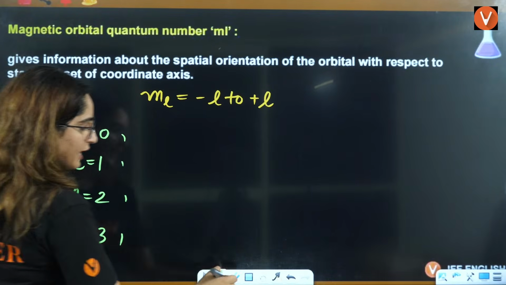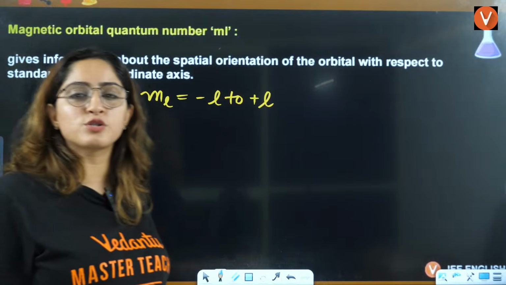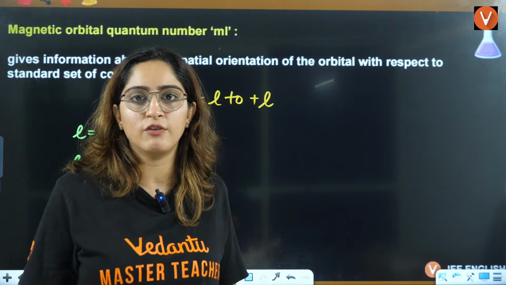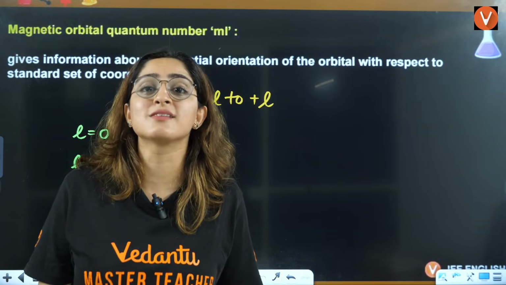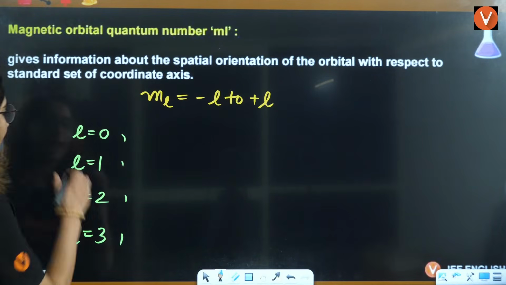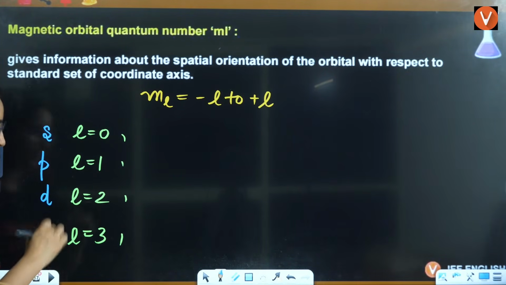Now, who will tell me what is the name? The L equals 0 house is called what? Sharma Kutia, White House, Mannat House? What is the name of L equals 0? It's called S. This is called P. This is called D. This is called F.